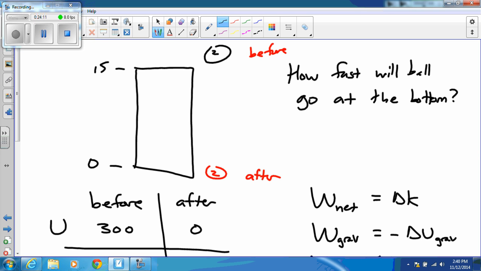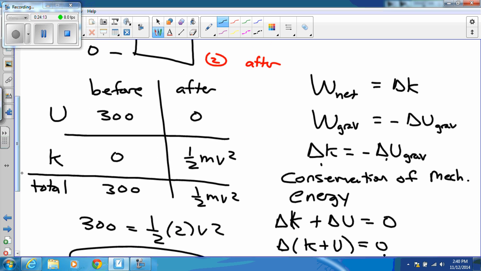How should we lay out our work is really what she's asking. So let me show you a couple of ways of doing it. This is my favorite way of laying it out, and we call this a before and after chart, for obvious reasons. In the before and after chart, you're going to add up all of your potential and all of your kinetic to get your total. Same thing for after, and then you're simply going to set them equal. This is one way of laying out your work, and it's perfectly fine.